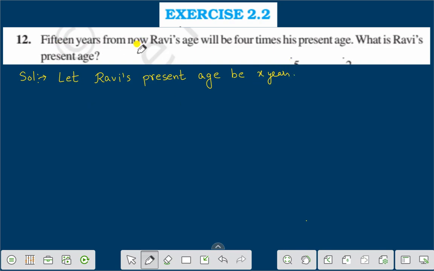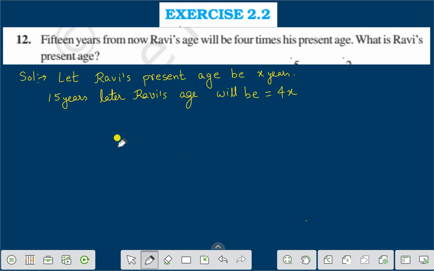15 years from now, Ravi's age will be 4 times his present age. 15 years later, Ravi's age will be 4 times his present age, that is 4x.